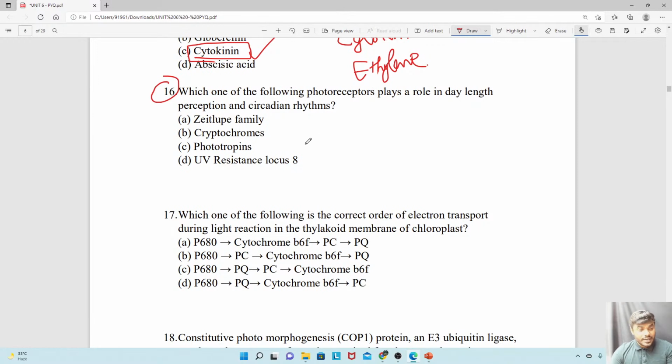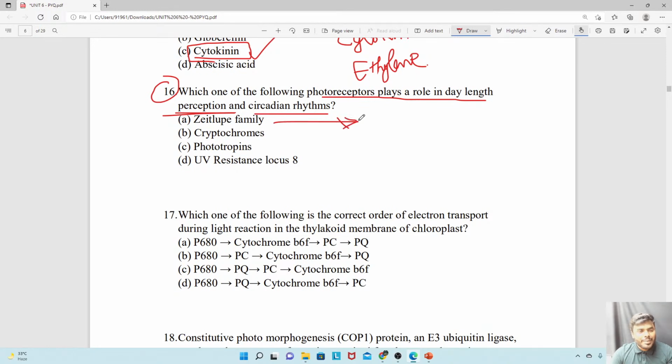Okay, so friends, listen. The answer for this is the Jet loop family. Jet loop family is a type of specialized protein. See, friends, they did not ask you separately. I don't know why you have chosen that answer. Cryptochrome and phototropins are two different types of photoreceptors. Anyway, I will agree with you that phototropins have a key role in the circadian rhythm. I will agree with all of you. But that is not the question asked. Which of the following photoreceptors plays a role in day length perception and circadian rhythms together?